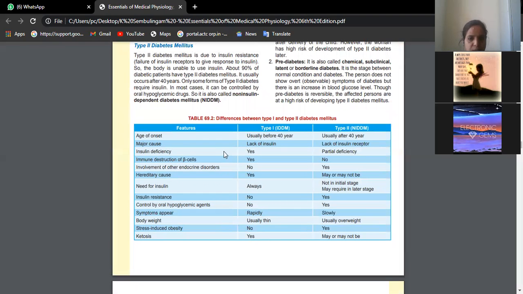But see here, diabetes mellitus is quite a burning problem in our society. Especially type 2 diabetes, because people who have a sedentary life usually suffer with diabetes mellitus.